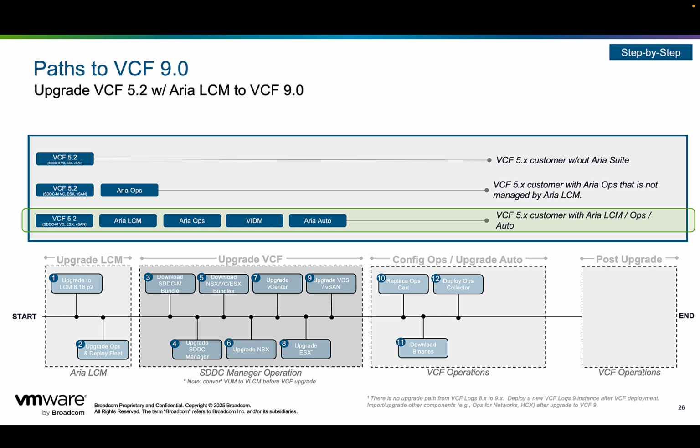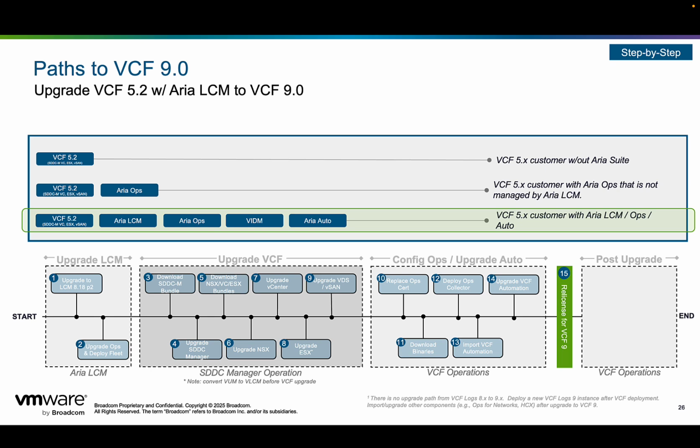Now, in this example, we also have an existing instance of Aria Automation, so we can go ahead and use the Fleet Management Appliance to import the Aria Automation instance and upgrade it to VCF Automation 9.0. At this point, the upgrade is now complete, so we can relicense the environment for VCF 9.0. This is done using VCF Operations.